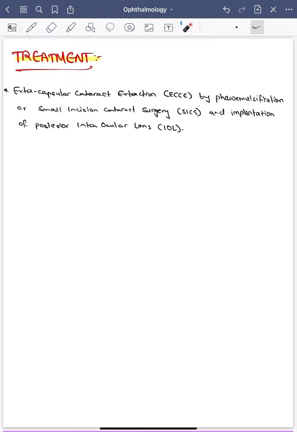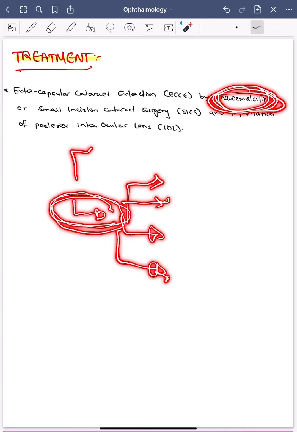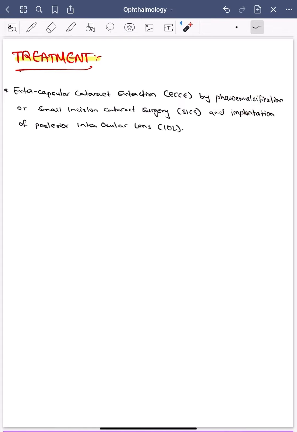Now cataract extraction is of two types. We have intracapsular and extracapsular, and the most widely used technique today is extracapsular cataract extraction. And now this is again of several types, and the most commonly used is phacoemulsification. If phacoemulsification is not used, then small incision cataract surgery is done, and once the cataract is removed, there is implantation of the posterior intraocular lens. And we'll be discussing the steps of treatment and the complications of cataract surgery, all in another lecture.